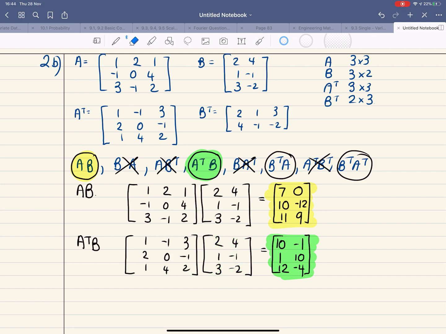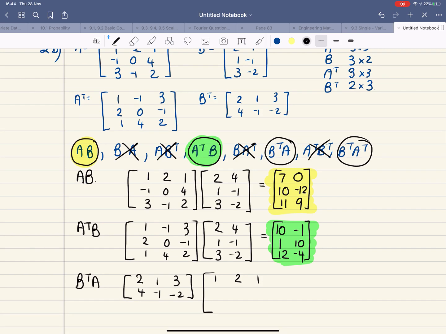Okay, let's move on. B transpose A. B transpose is 2, 4, 1, minus 1, 3, minus 2. And A is going to be 1, 2, 1, minus 1, 0, 4, 3, minus 1, 2. Put the colour in. Start off by doing this one. Well, let's work out what the answer is going to be.